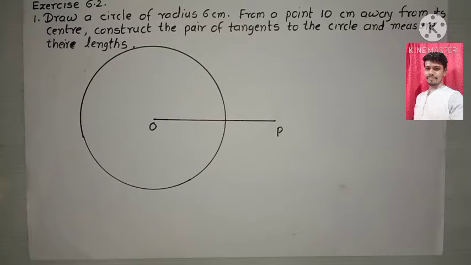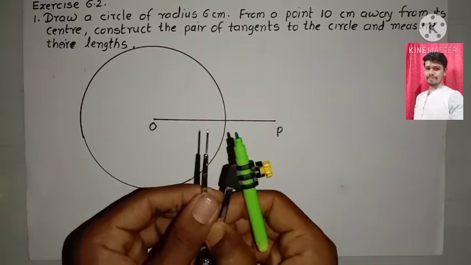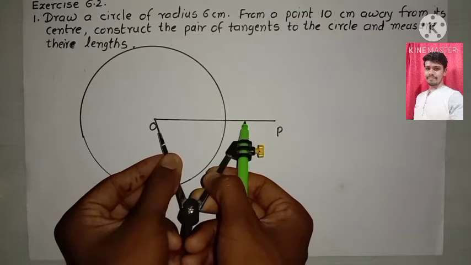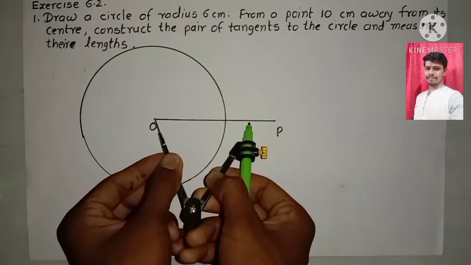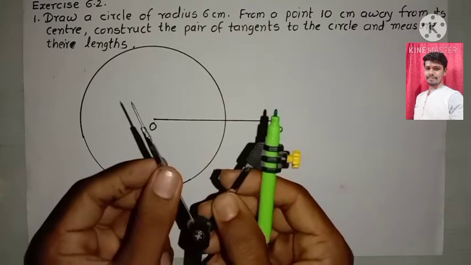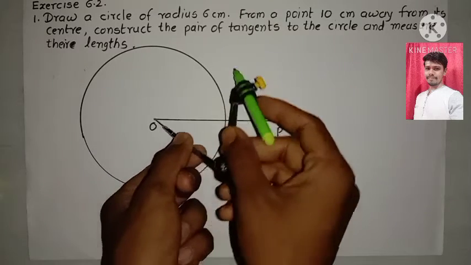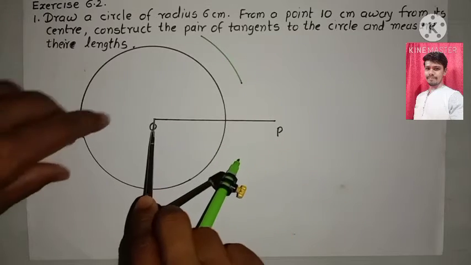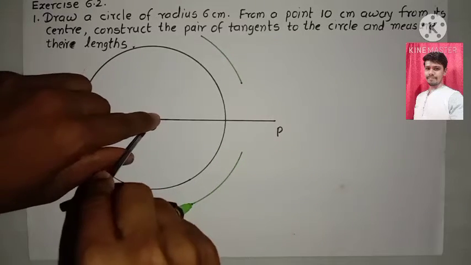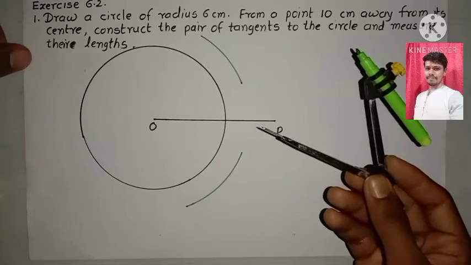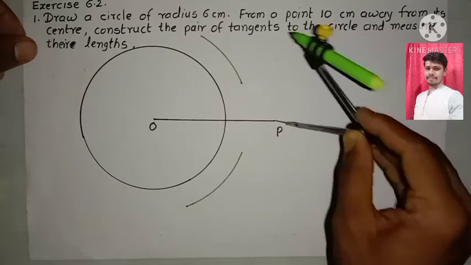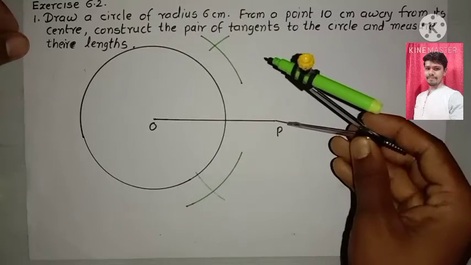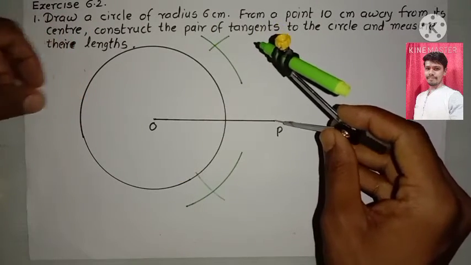In step 4, take the compass and take more than half of OP, not exactly half, more than half. With the compass point on O, draw one arc upside and one arc downside. Do the same again with the compass point on P. So we get these intersecting arcs, which is step 4.